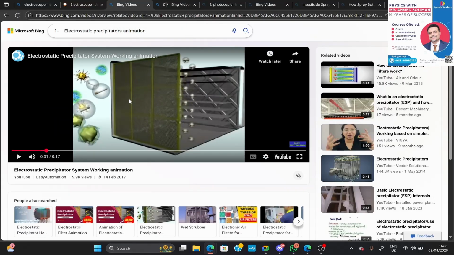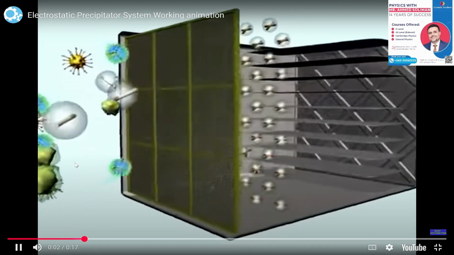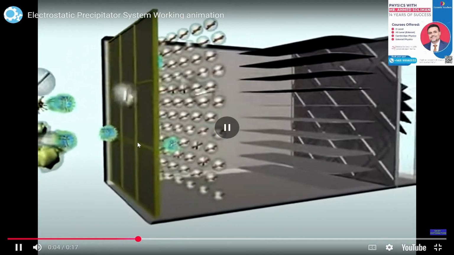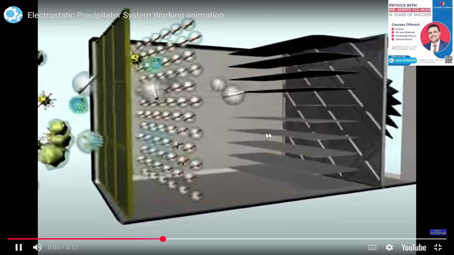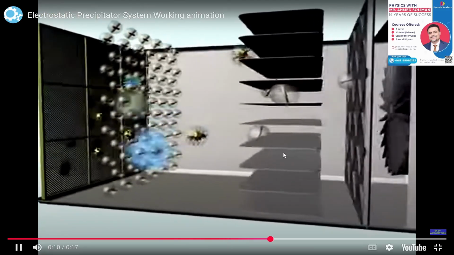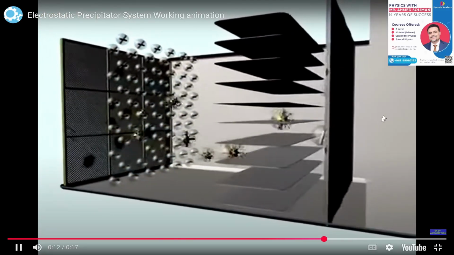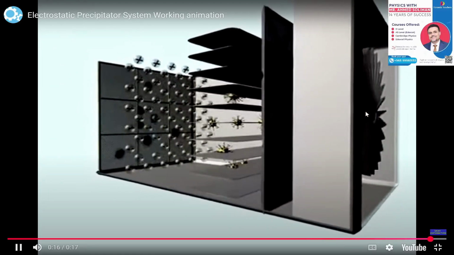So this is the same, but in only 10 seconds. As you see, this is the filter, and this is the air with pollution, smoke, and particles. Okay, so it will travel through the filter. It will be charged, right? After that, it will be attracted to the plates, positive or negative. So now we have clean air.